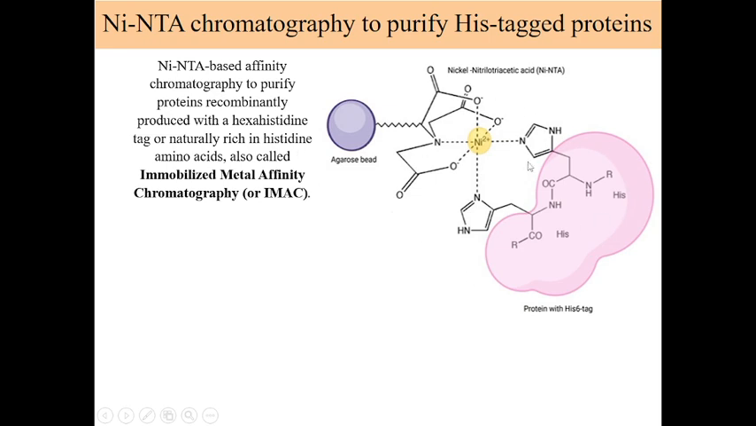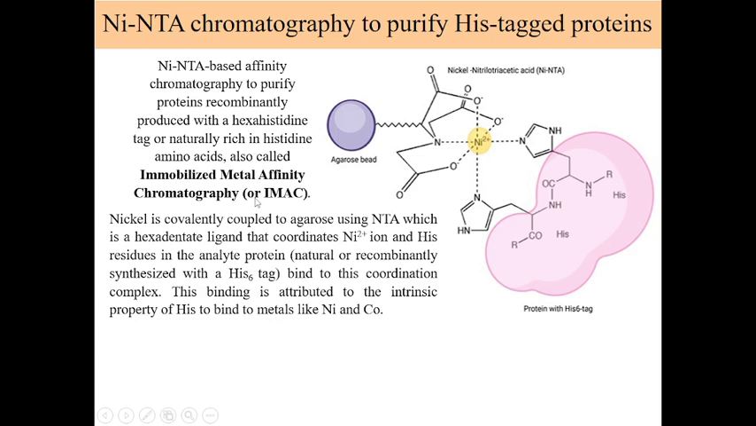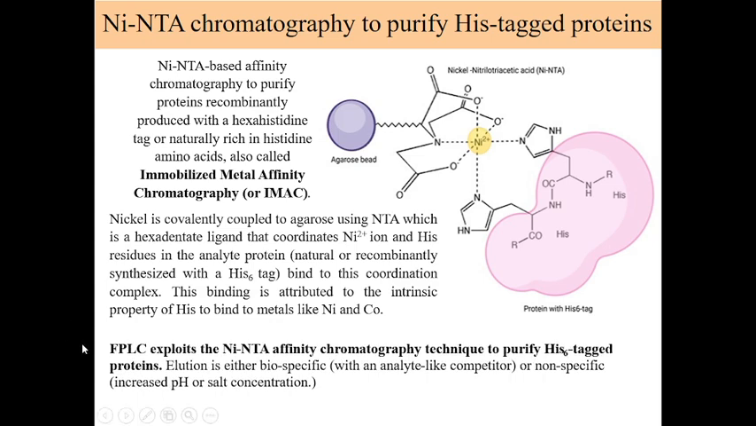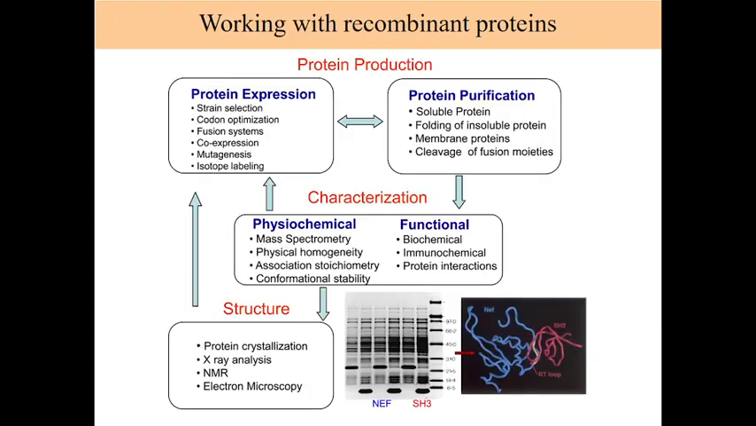So this entire concept is called immobilized metal affinity chromatography. It is a form of affinity chromatography, and what happens is FPLC, which is fast protein liquid chromatography, exploits this Ni-NTA affinity chromatographic technique to purify His6-tagged proteins. Elution is achieved by a competitor analyte like imidazole, and non-specific interaction is reduced by increased salt or ion concentration.